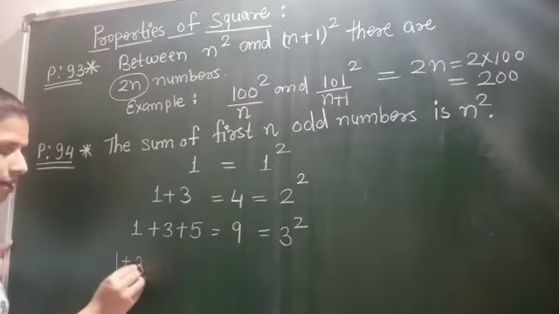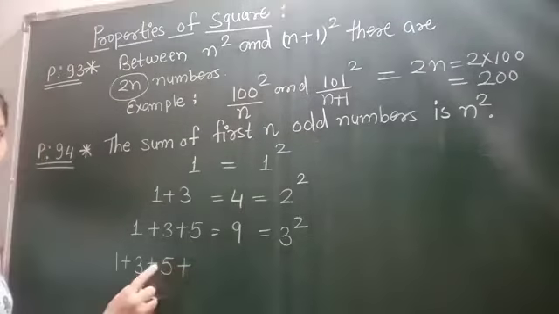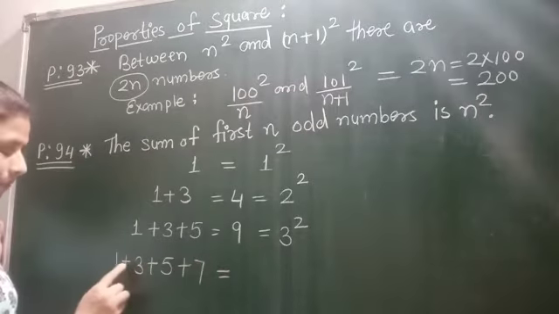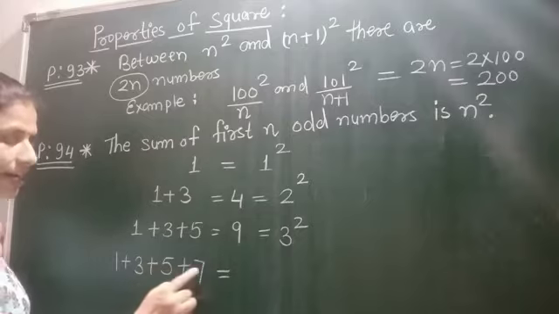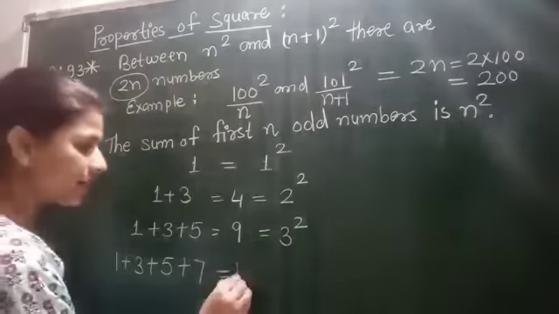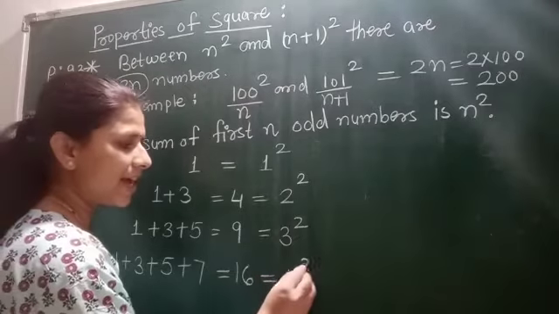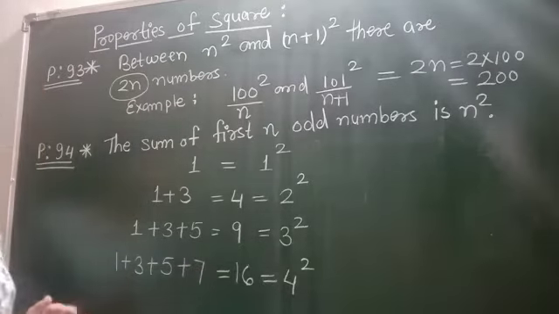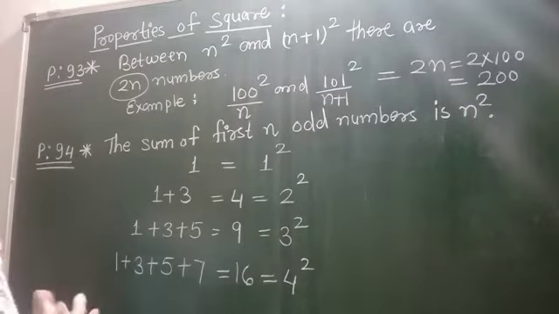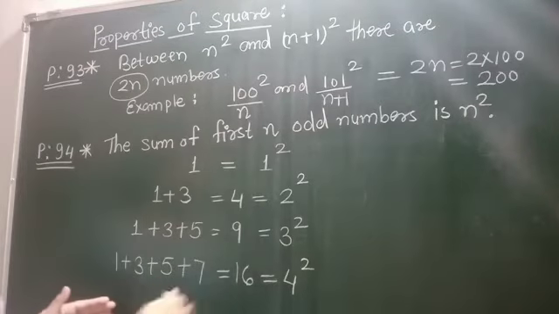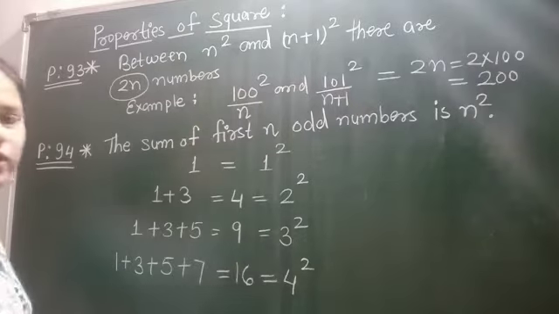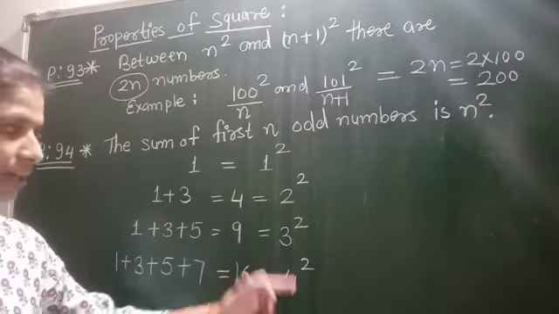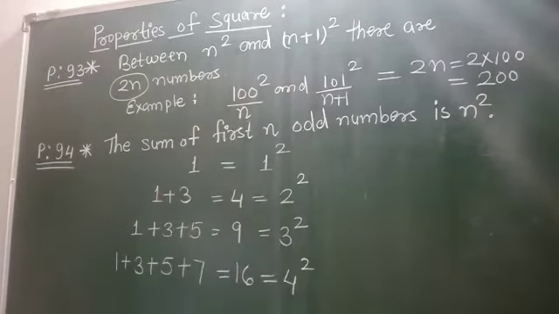Now we are adding 1 plus 3 plus 5 plus, after 5 which odd number will come? Yes, 7. Let's see what we get. 1 plus 3 is 4, 4 plus 5 is 9, and 9 plus 7 is 16, and 16 can be written as 4 square. Here we are adding 4 odd numbers. So students, if we have to add a larger number of odd numbers, there is no need to add them together. Directly we can write: the number of odd numbers is 4, so we write 4 square. Similarly, for further numbers we can write the same.